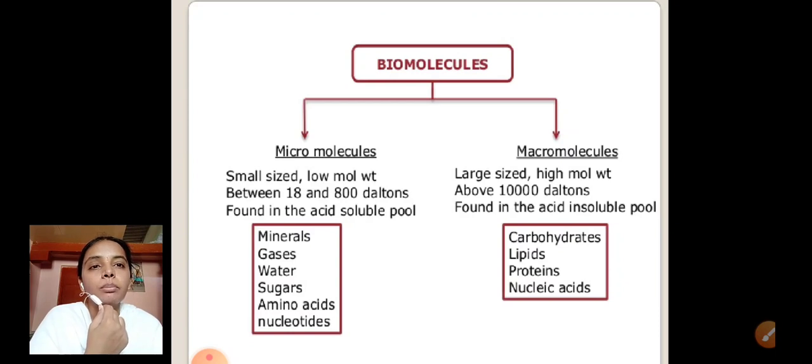The biomicromolecules are smaller in size, with low molecular weight, between 18 to 800 daltons. They are found in the acid soluble pool, for example minerals, gases, water, sugars, amino acids and nucleotides. Whereas the macromolecules are large in size, with high molecular weight above 10,000 daltons, found in the acid insoluble pool. Examples are carbohydrates, lipids, proteins and nucleic acids.